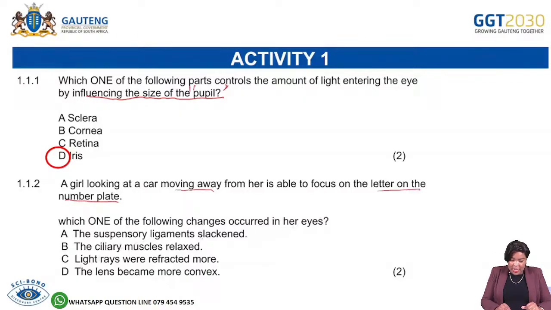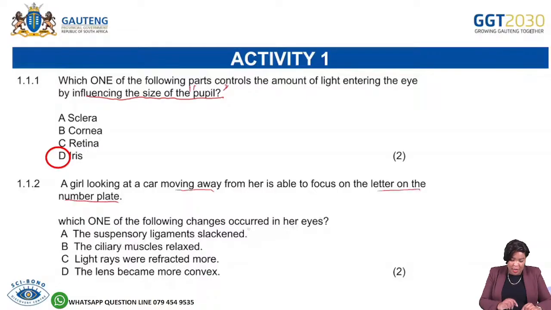The suspensory ligaments slackened. So we don't have the whole process, but just one thing that might have happened. Do you think the suspensory ligaments might have slackened? And what will be the effect of the suspensory ligaments slackening? Then you know your process, the process of accommodation. When we are told that the suspensory ligaments are slackening, what will be the effect thereof on the part that you want to talk about? Okay, so that one can be a possibility. Can it be? Can it not?